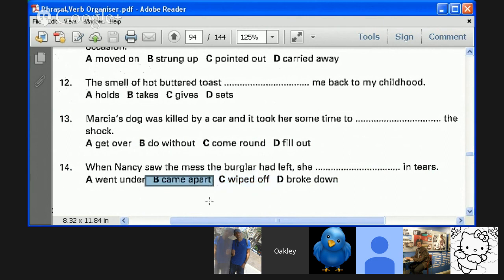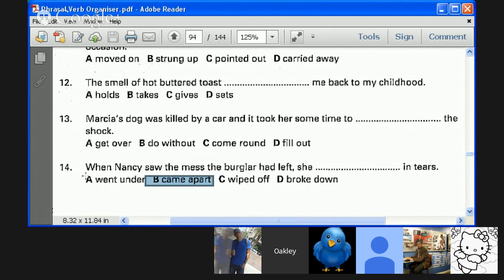She came apart. Almost could be. If somebody comes apart, they come apart emotionally. Fall apart. It's very similar. But the thing is, she broke down in tears is the whole phrase. It's almost idiomatic. So the whole thing together, broke down in tears, is usually the answer. Came apart is very similar. Fall apart. It means you emotionally can't handle it.